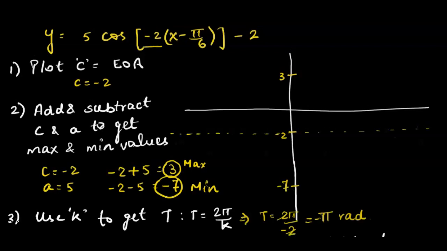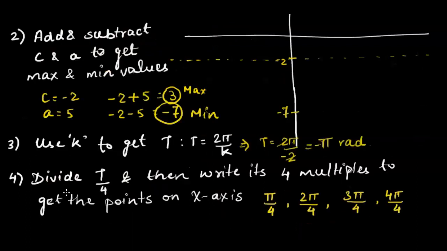Step number 3 is to use the k value to get the time period, and the formula for the time period is T = 2pi/k. In this particular example, because the k value is -2, the time period will be 2pi/-2, which is equal to -pi radians. Step number 4 is to divide the time period by 4. Our time period in this particular case is -pi.